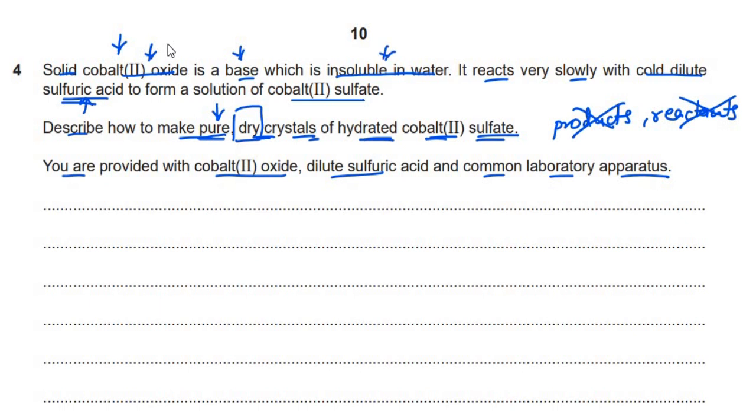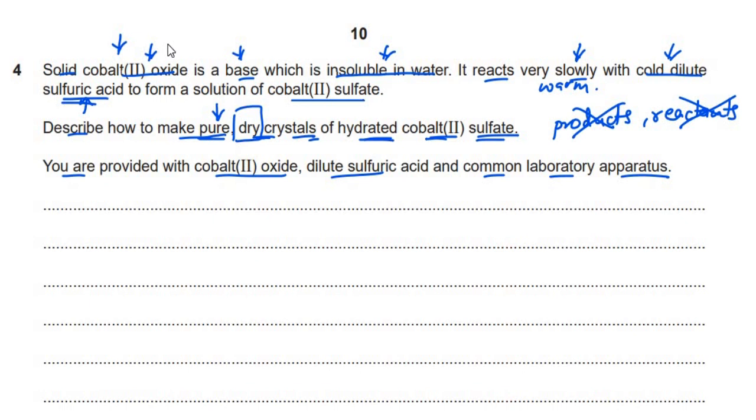So here are the few points I've already mentioned. One more point to consider is that it's written clearly that it reacts very slowly with the cold dilute sulfuric acid. So if we want our reaction to be faster, we need to warm the solution. Keeping these points in mind, let's plan an investigation, that is, let's plan an experiment. We are not investigating, we are making a product. So let's plan our experiment.